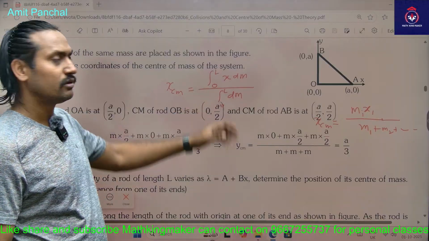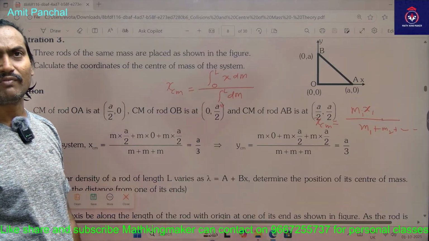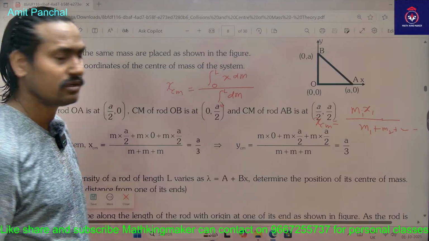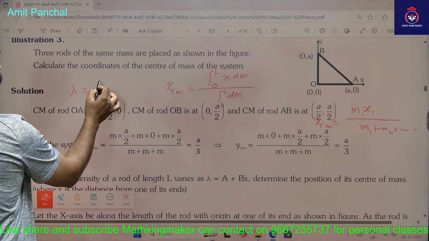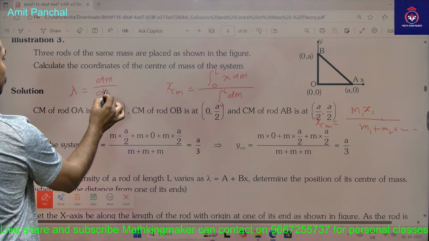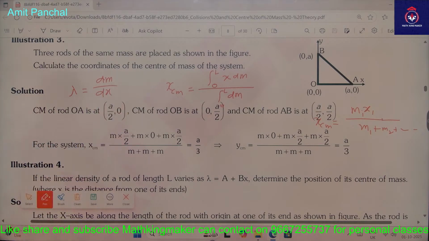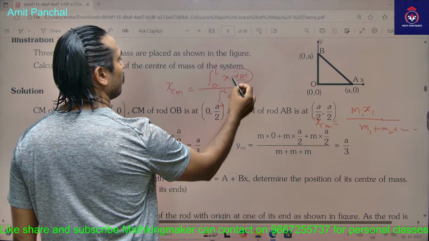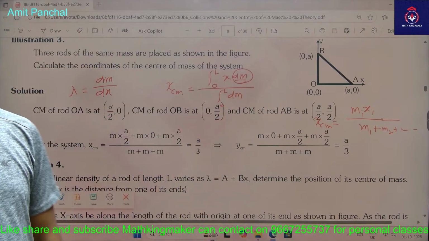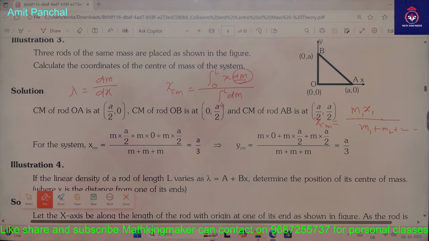But we don't have the mass in this case, sir. Yeah, but we have the linear density. So what is linear density? Lambda is dm by dx. So dm by dx is equal to a plus bx, and we can find dm from that. You just find dm and put the value of dm here, then integrate it. That is actually the same thing, but it is written in a different manner.